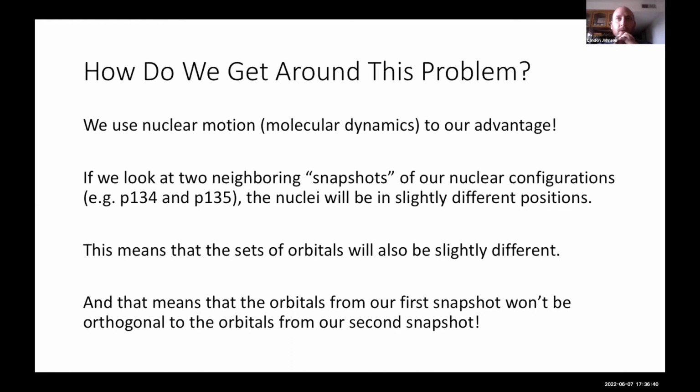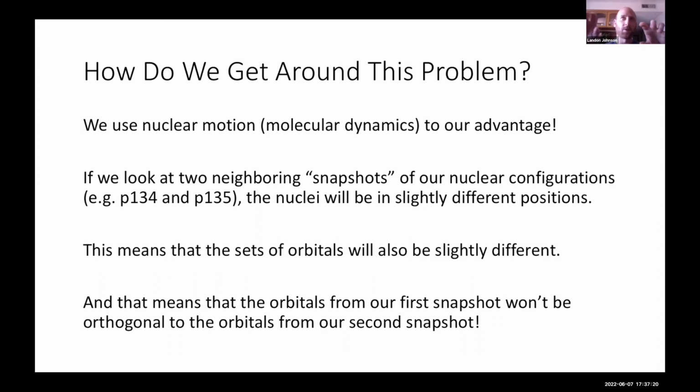So we do our molecular dynamics run, right? And that means that all of our molecules are moving around and changing positions constantly. So if we look at, say, the 134th time step and the 135th time step, the nuclei will be in slightly different positions between those different snapshots. That means that if we compare the orbitals from the 134th snapshot to the orbitals from the 135th snapshot, those orbitals are no longer orthogonal to each other because they'll be slightly shifted because of the change of the nuclear positions.